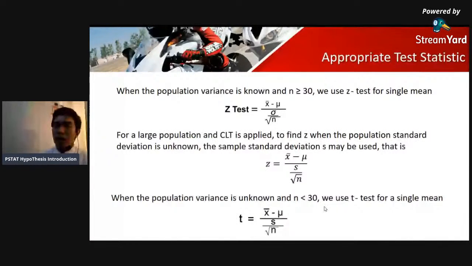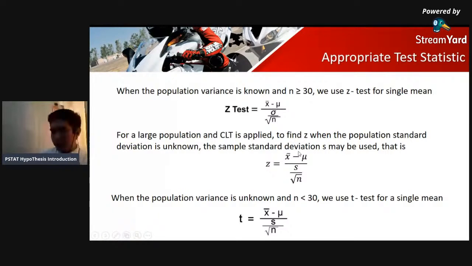That's why we will modify the z-test. Instead of using the population variance or population standard deviation, we'll be using the sample standard deviation. So as you can see from this formula, we transform it to this one. Just say change this, because this symbol is for the population standard deviation, and S is for the sample standard deviation.